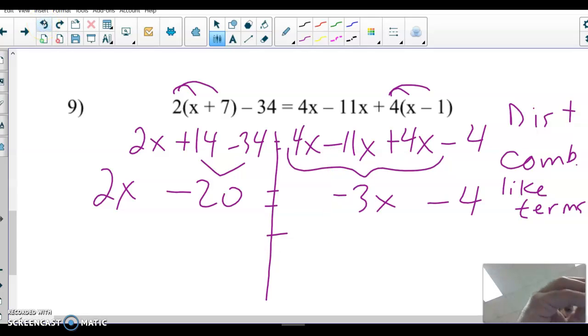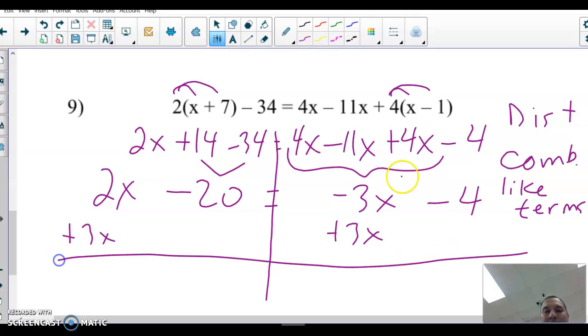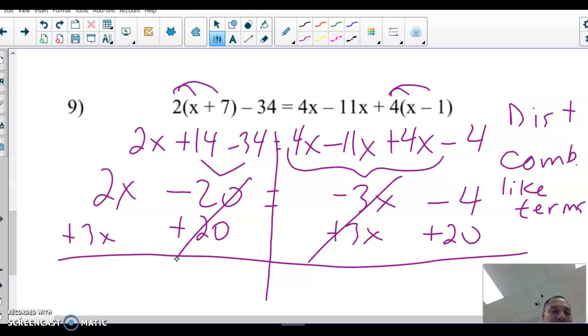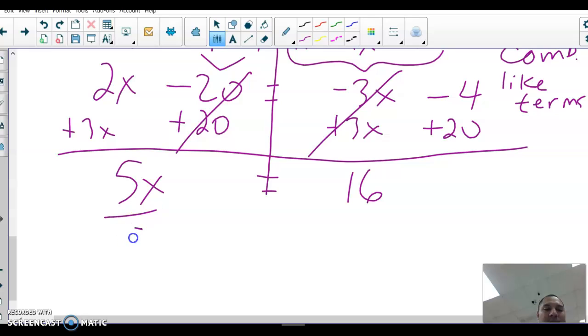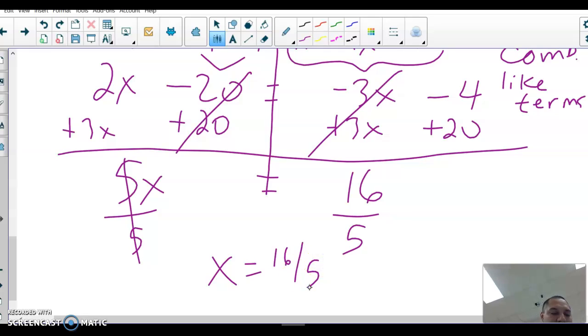all right, let me back up a little bit. I'm going to add 3x to both sides. That will cancel the x's on the right, putting them on the left. I'm going to add 20 to both sides. It'll cancel my constants on the left, putting them on the right. 2x plus 3x is 5x. -4 plus 20 is 16. Divide at the end. X is 16 over 5.